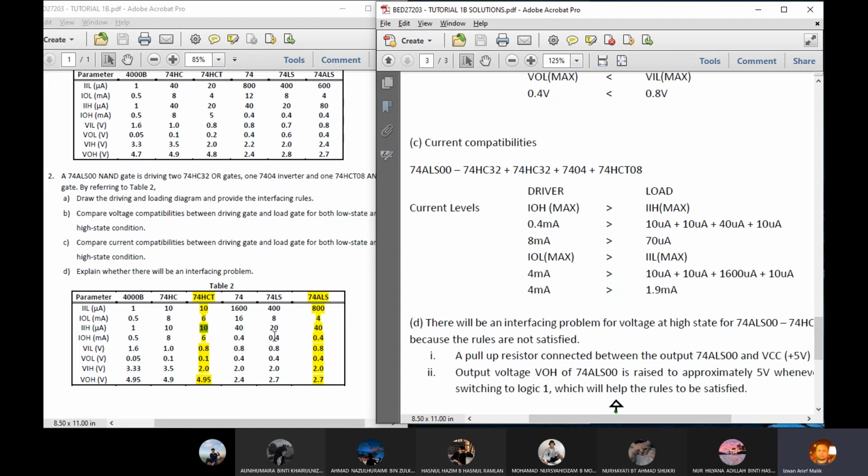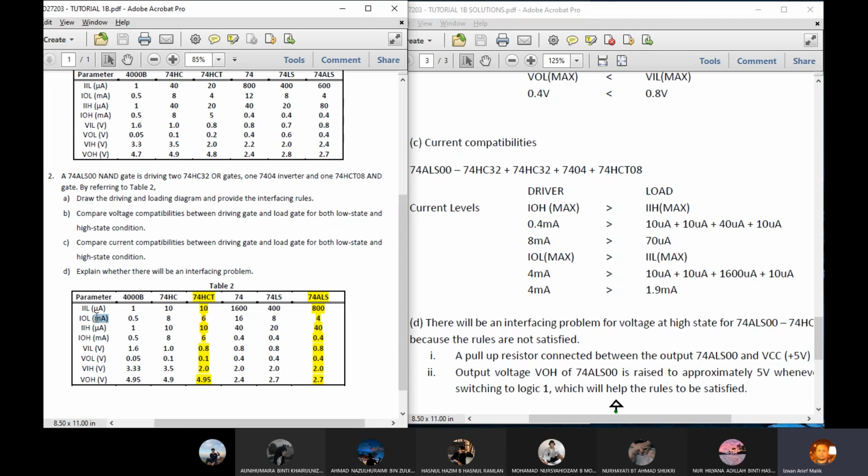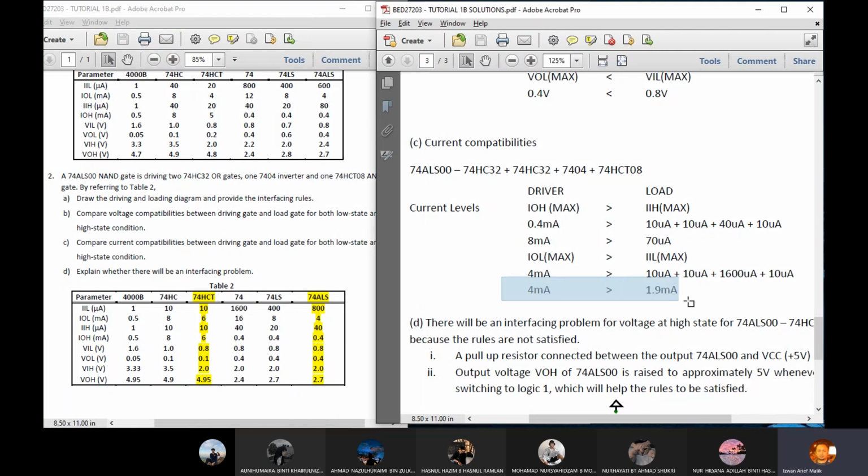Okay. Next one, IOL. So 74 ALS IOL is 4 milliampere. IIL for 74 HC is 10. So 10 plus 10, 2 times. Plus 74 1600 microampere. Plus HCT 10 micro. So we get 1900 microampere or equivalent to 1.9 milliampere. So is 4 milliampere greater than 1.9 milliampere? Yes. So its condition is also fulfilled. So, obviously, for current compatibilities, there are no problems at all.